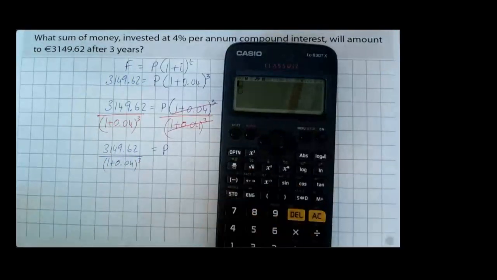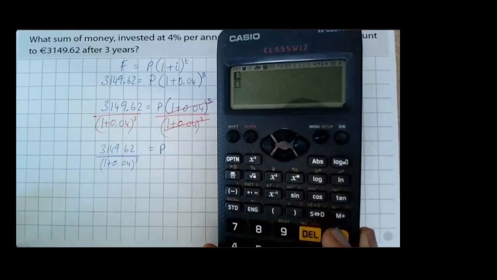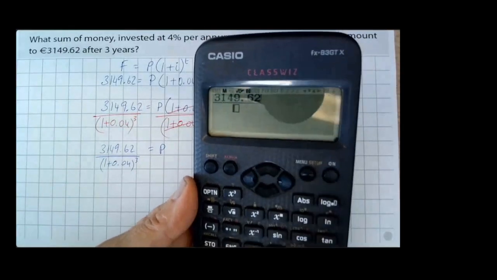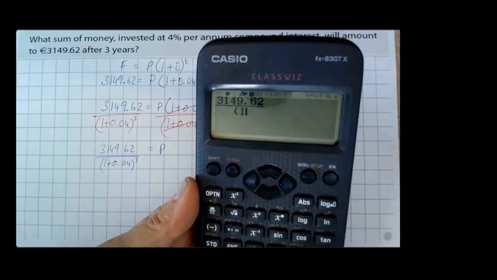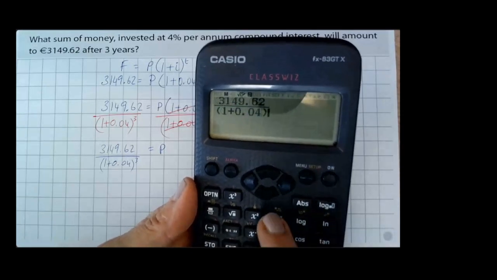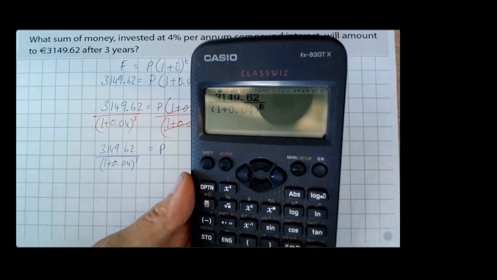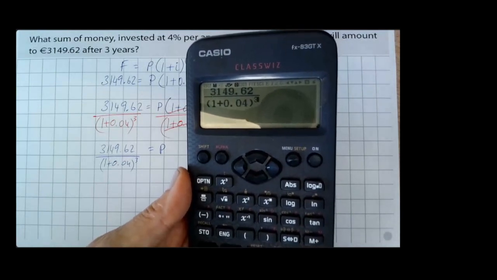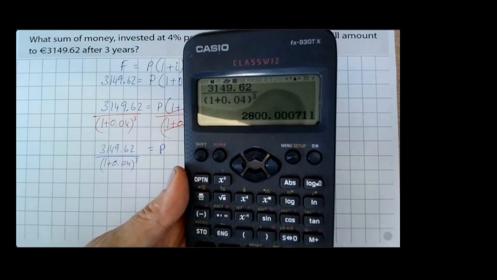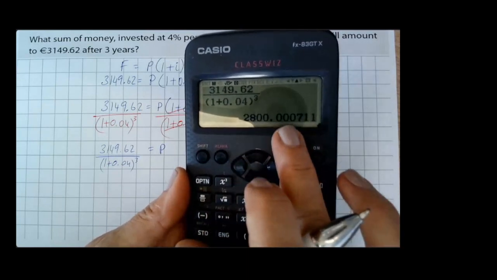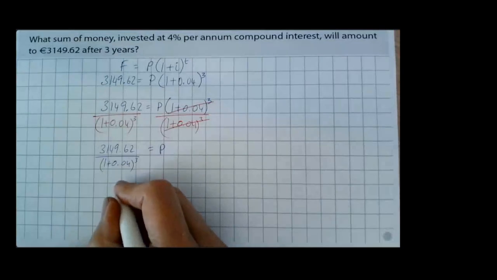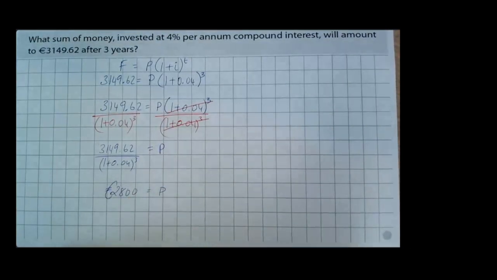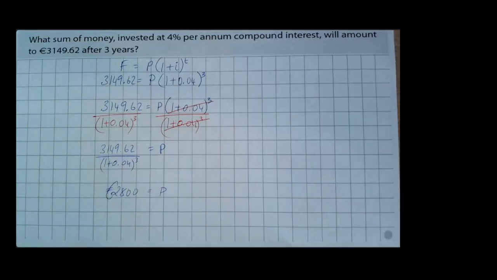So I'm going to get the fraction button up on my calculator, and I'm going to put in 3,149.62. And underneath, I'm going to put in brackets, 1 plus 0.04, close the bracket, to the power of 3. So there we go. I have it typed in exactly the way I have it. And I'm going to press equals. And I'm getting 2,800 to 2 decimal places. That was my starting amount of money.